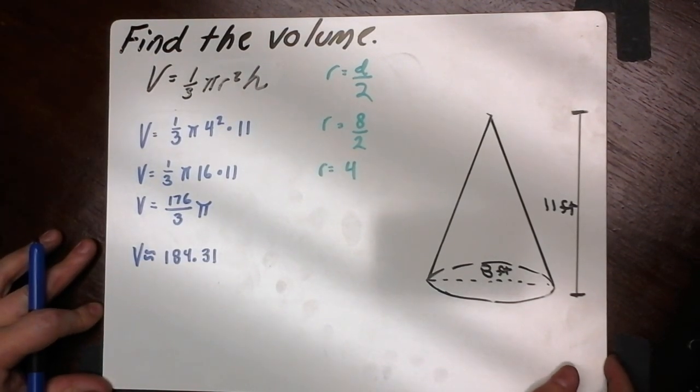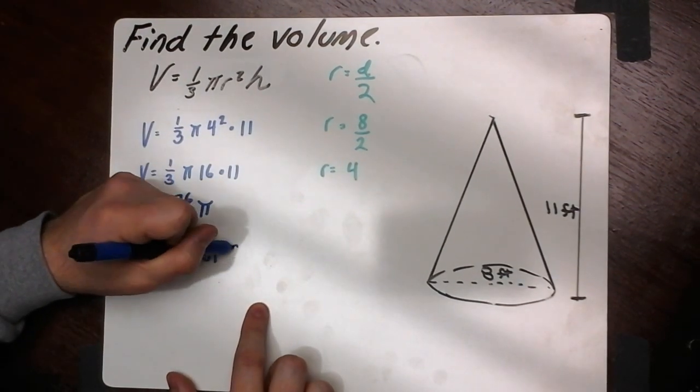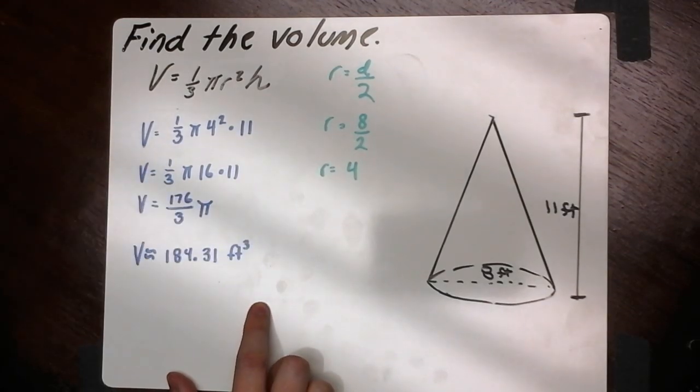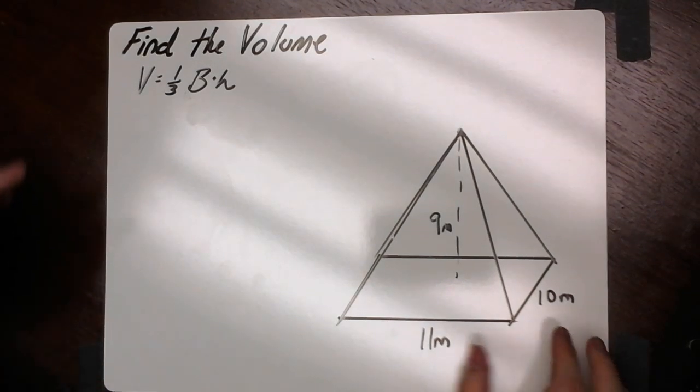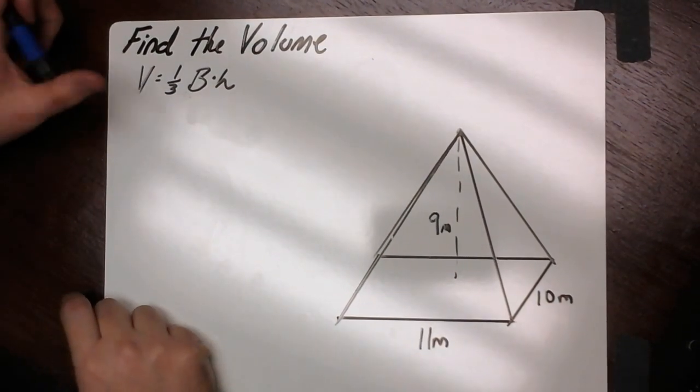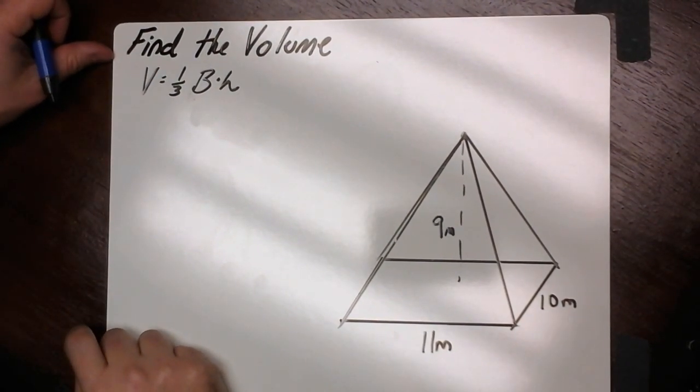Okay, next. This is feet cubed. Almost forgot that unit again. Okay. So let's do this one. All right, we're dealing with meters here, and this is a pyramid. This is what's called a rectangular pyramid.